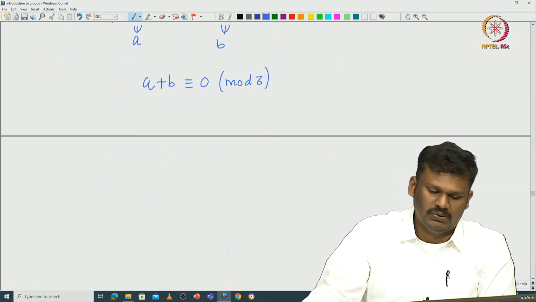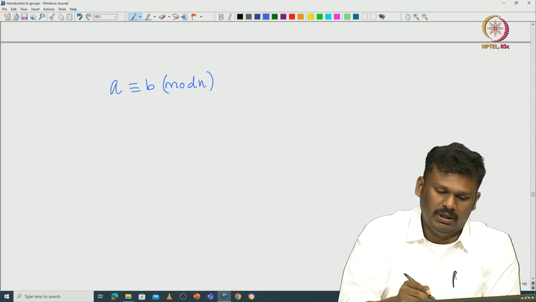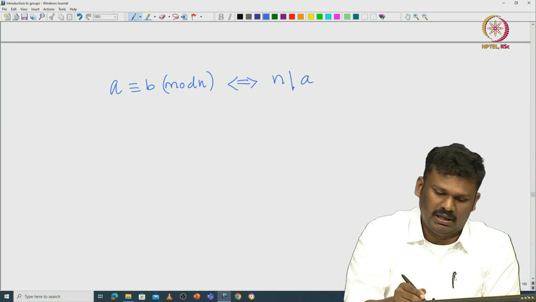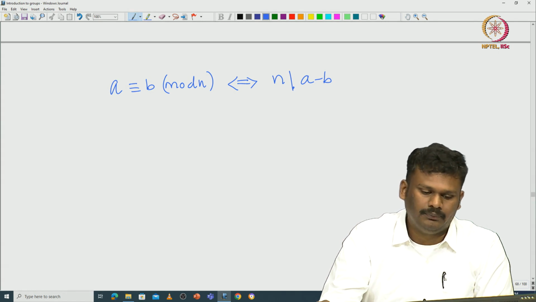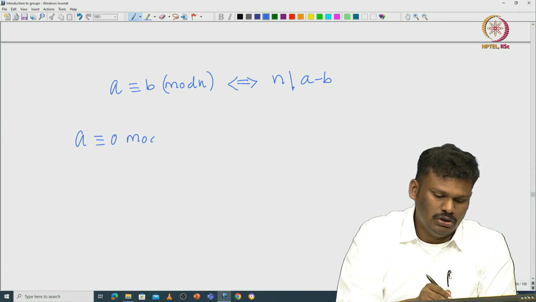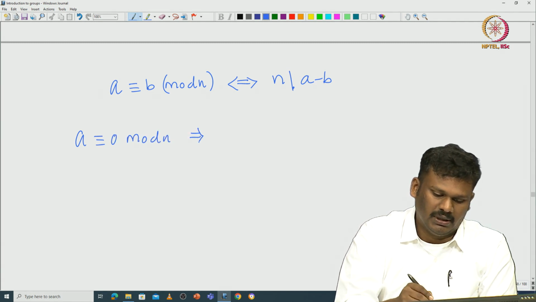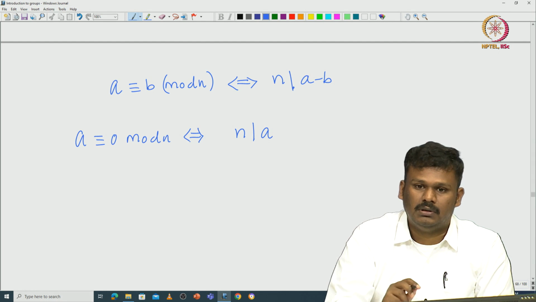Okay. So, let me introduce this notation. What is A congruent to B modulo n? A congruent to B modulo n means, if and only if, n divides A minus B. Whenever n divides A minus B, you call that A is congruent to B modulo n. For example, if A is congruent to 0 modulo n, then that implies that n divides A. Of course, if and only if.